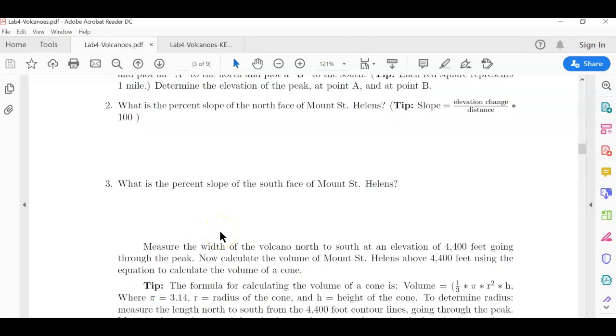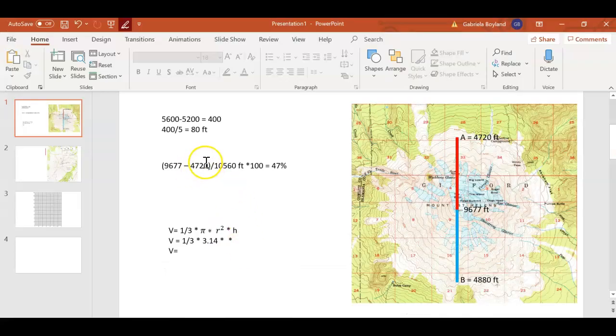Then number 3 asks us, what is the percent slope of the south face of Mount St. Helens? So in order to do this, you use the same equation, except that in this case, you're not going to go to point A, but you're going to go to point B instead. But basically the same distance and the same high elevation. And I'll let you go ahead and do that one on your own.